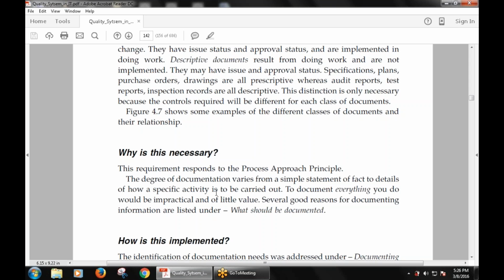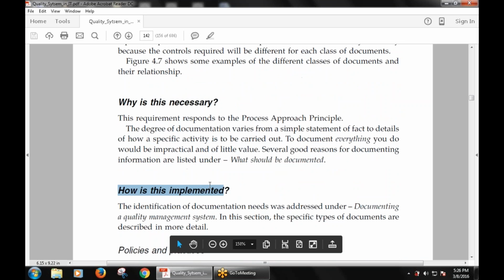To document everything you do would be impractical and of little value. And there are multiple reasons for documenting information. Now, what should be documented? What are the various procedures that should be documented? That is also a part of the process approach principle and how it is implemented.